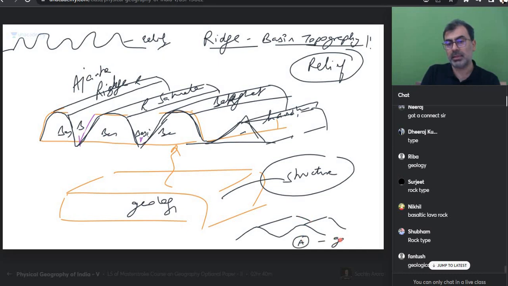A will be called as gentle relief. B will be called as steep relief.